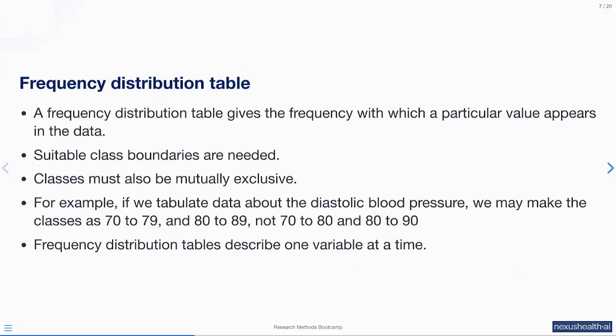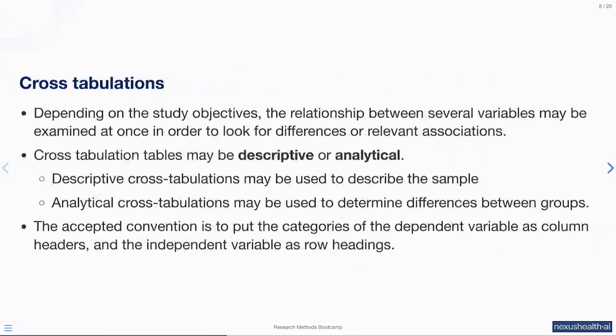For example, if we tabulate data about the diastolic blood pressure, we may make the classes as 70 to 79 and 80 to 89, not 70 to 80 and 80 to 90. So we see that the classes are mutually exclusive and do not overlap. Frequency distribution tables describe one variable at a time.